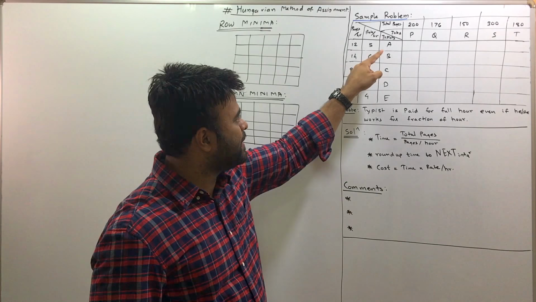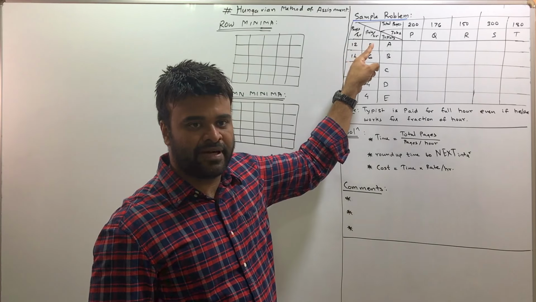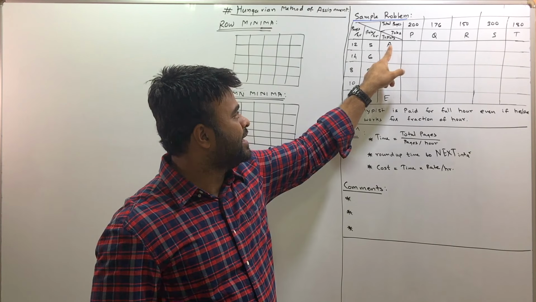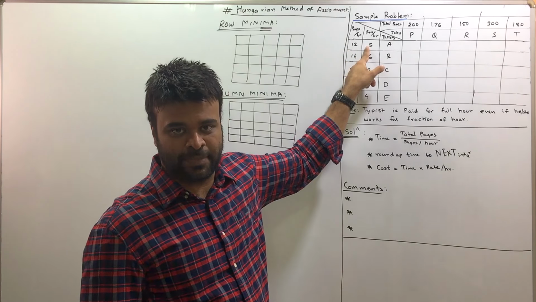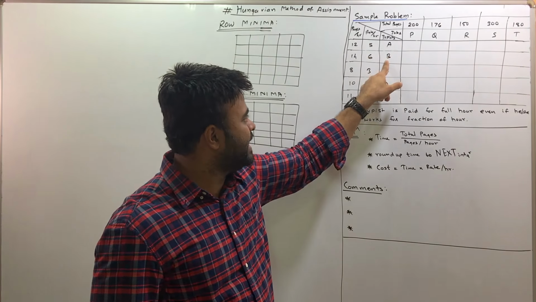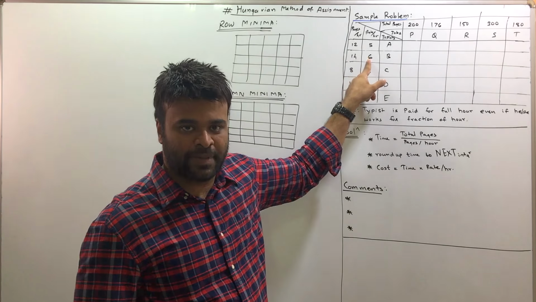Now to make you understand this method, I have taken one sample problem. The best way to learn the method is with the help of a problem. Typists have different rates per hour and they charge differently. Like typist A does 12 pages in 1 hour and he charges 5 rupees per hour. Like that, typist B does 14 pages in 1 hour and charges 6 rupees per hour, and so on and so forth.